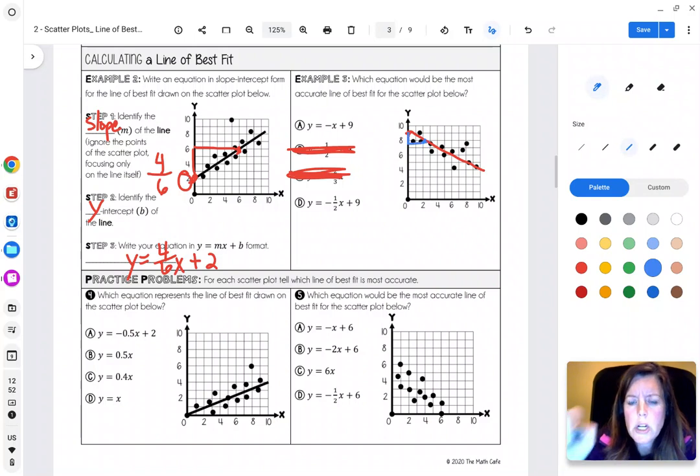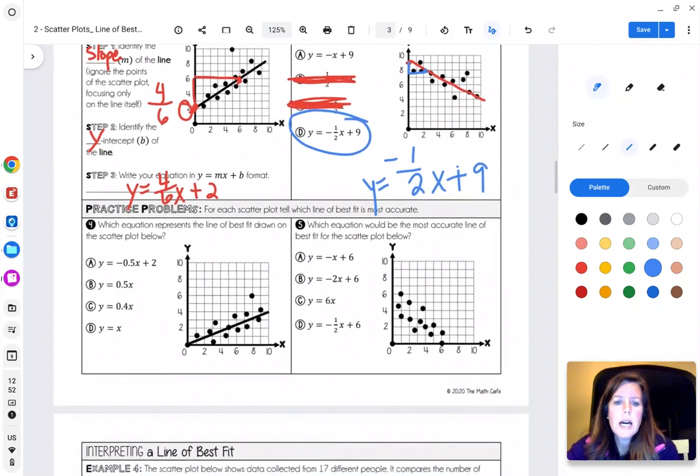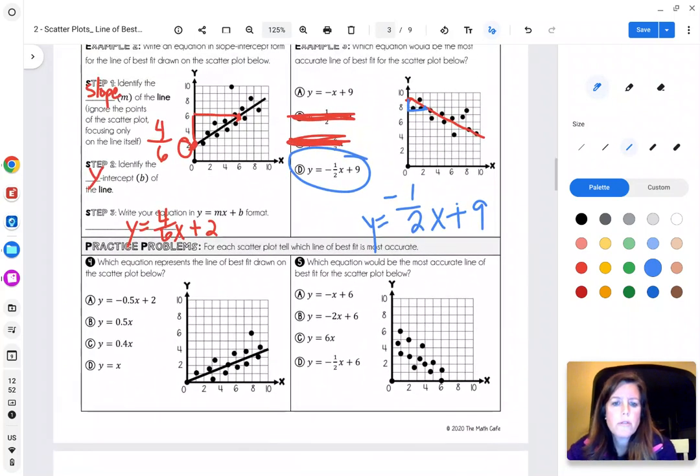So I'm going to draw my right triangle. It's negative, so we're going down from 9. I'm going down 1, and then I'm going over 2. So negative 1/2. So y equals negative 1/2 x, and then I said 9 was the y-intercept, so plus 9. Ooh, thank goodness that was an option. So D would be correct. Ha! I did it.